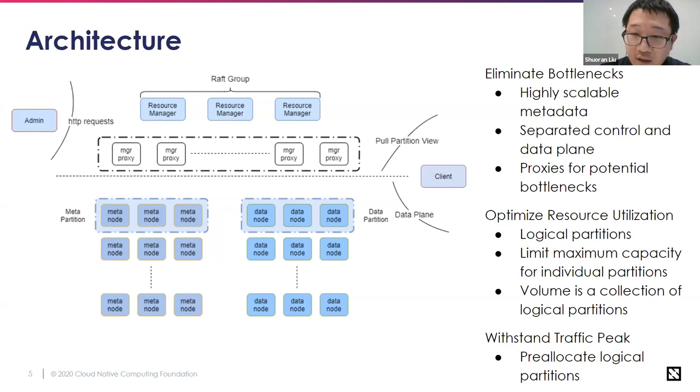Data partition can be marked as writable or read only. So the client will pick one writable data partition, write the actual data to that specific data partition, and update the metadata node. Okay, so the information is stored in the metadata node associated with the inode, so you can find out where the file is, right? Yeah. Okay, thank you.